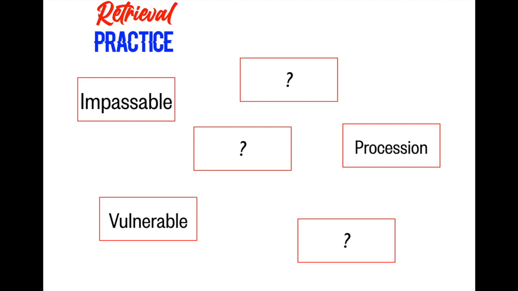The third word is vulnerable. Vulnerable is also an adjective, and if somebody is vulnerable, that means that they are in danger or they are at risk. So if I go out in the sun in the middle of the day, I am vulnerable to sunburn.